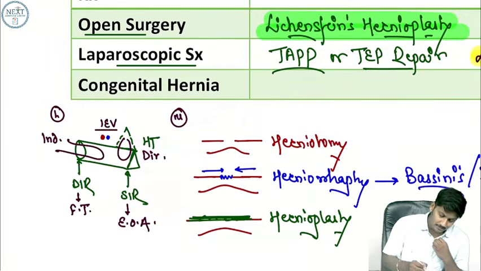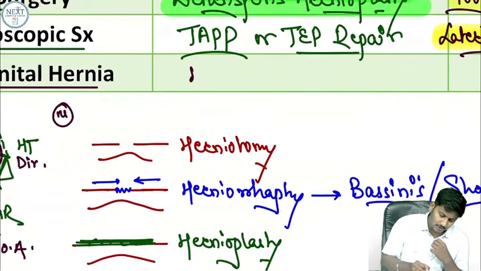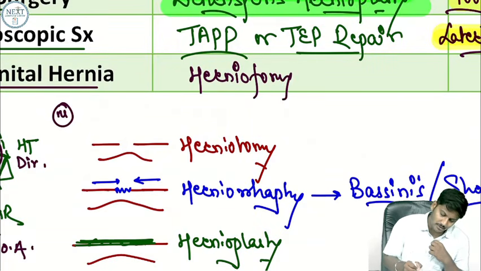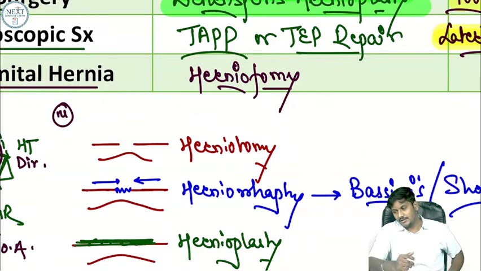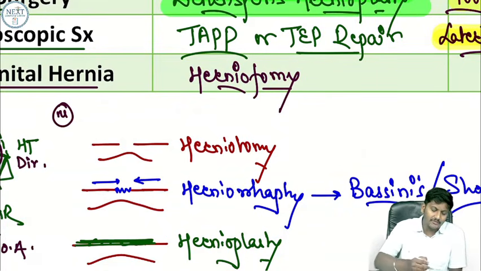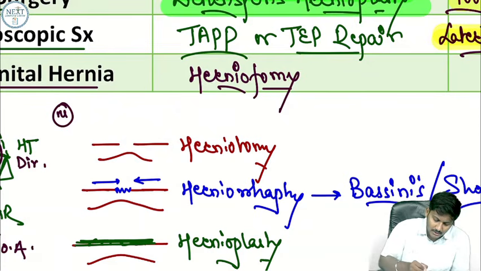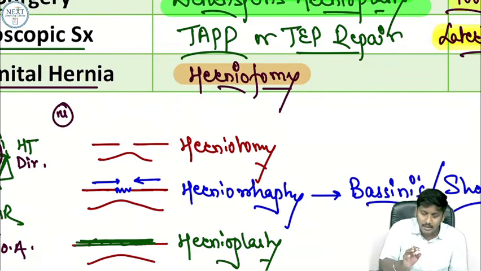If I talk about congenital hernia, please remember, in congenital hernia, beta, the surgery is nothing else but herniotomy. So congenital hernia and congenital hydrocele, both of them are treated by herniotomy, beta. What do I mean by herniotomy? Here you will just push back the hernia, beta, we will not close the defect. Why? The reason, beta, is that the child is going to grow. Congenital hernia is seen in children, the child will grow, and as the child grows, the defect is automatically going to close. That is why we don't need to close the defect in congenital hernia.